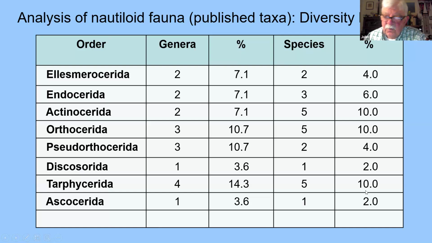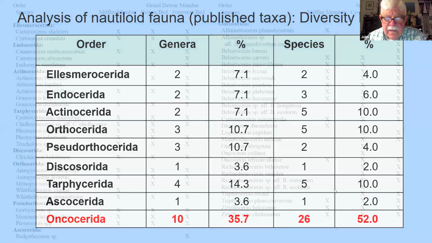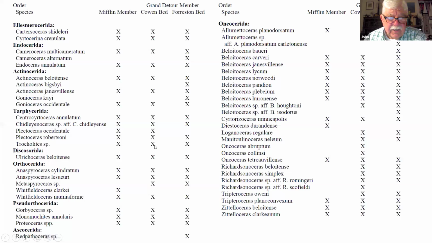What's the other 52? Well, you know what that is. It's the oncocerids. 52% of the species are of the one order. Another way of looking at it, here's the chart. Now, this is a preliminary chart that I made for the paper that Bob and I are writing, but it doesn't have the new taxa in it.